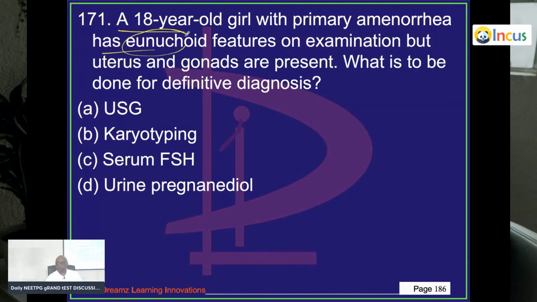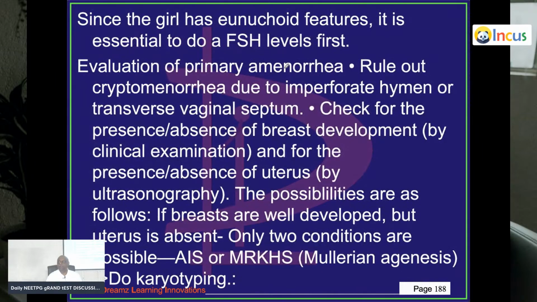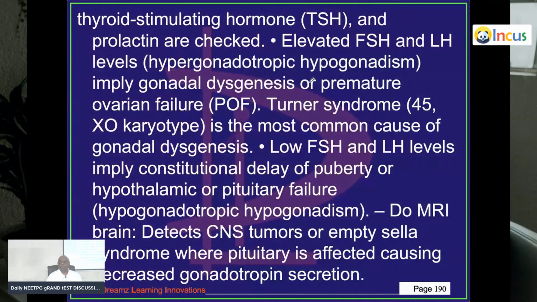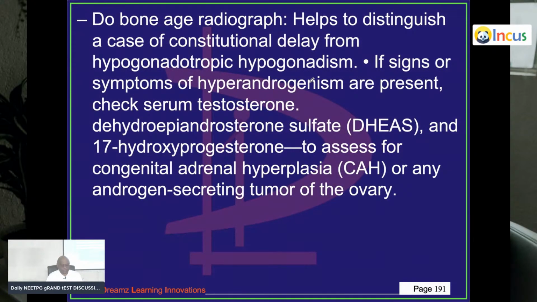18-year-old primary amenorrhea, uterus and gonads are present. What is done for definitive diagnosis? Serum FSH. Whenever you are evaluating primary amenorrhea, you need to know how is the ovarian function. For that you need to do FSH levels first. There is one algorithm we discussed in gynae, which you need to revise, doctor.